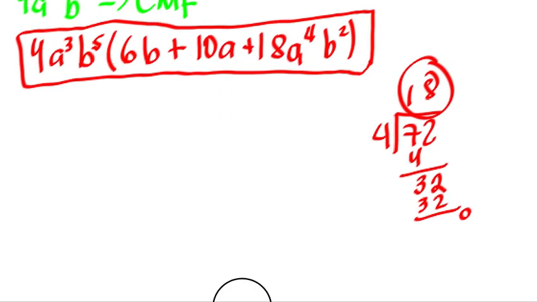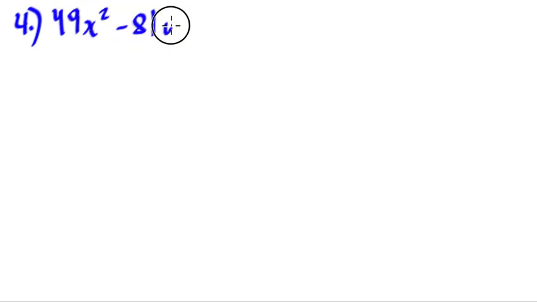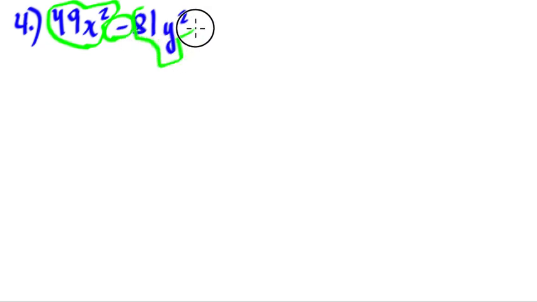Okay, for number 4, let's proceed to number 4. Number 4 is like this: 49x squared minus 81y squared. So obviously, this is the difference of two squares, difference, minus sign. This is a perfect square. And this is a square root. The square root of 49 is 7. This is also a perfect square. Square root of 81 is 9.